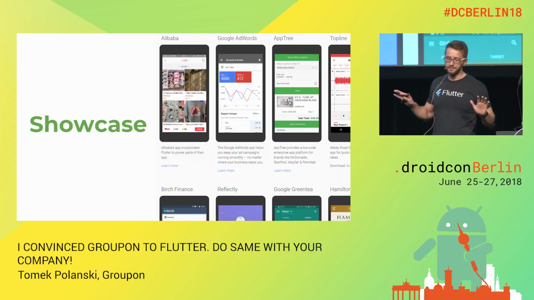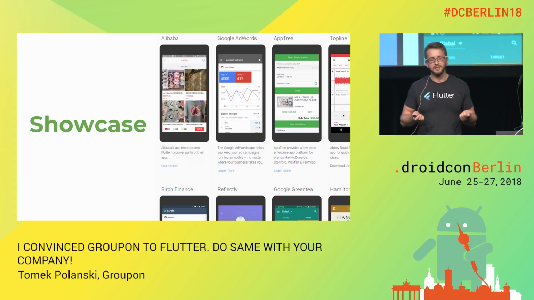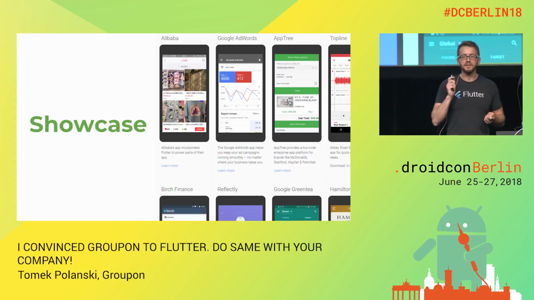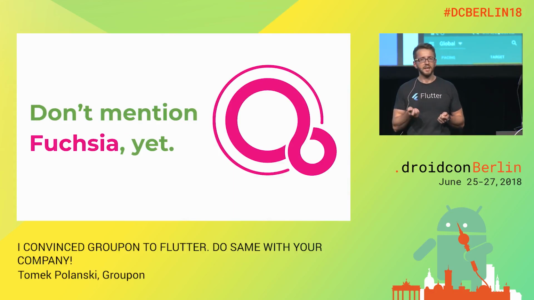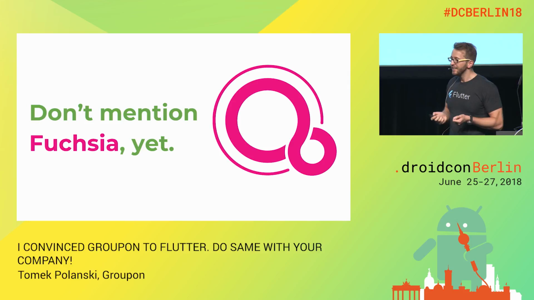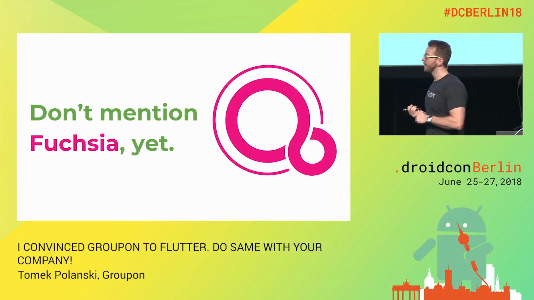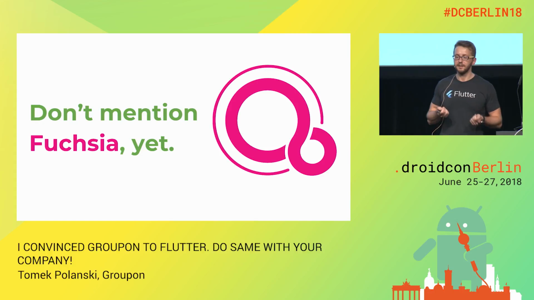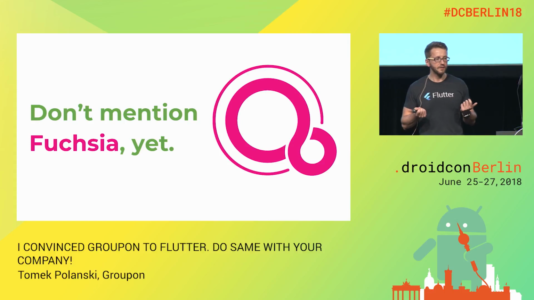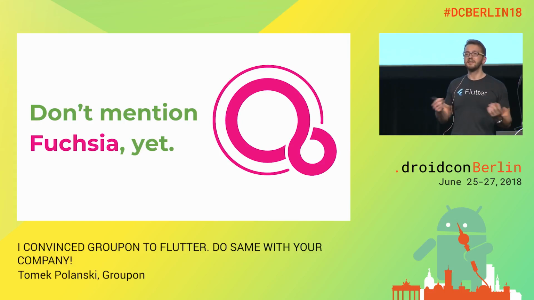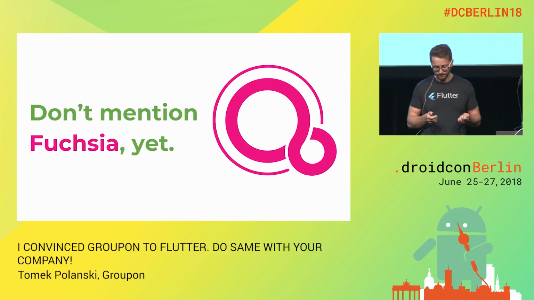And managers love showcases. They want to know how many big application makers are using Flutter. But there is one showcase that you shouldn't be mentioning to managers, at least not yet. Don't mention Fuchsia. Fuchsia is Google's new operating system that they're working on, and it's internally using Flutter. So if Fuchsia is released, that's really amazing for all the Flutter developers, because they are ready to create amazing applications the day Fuchsia is announced.